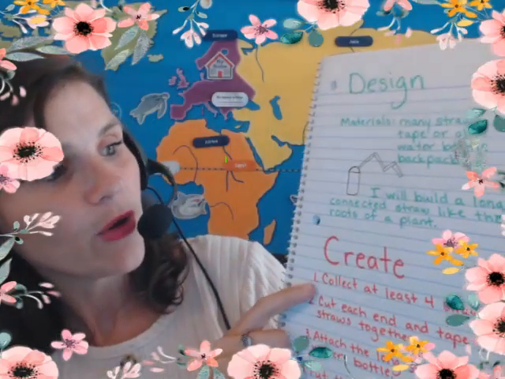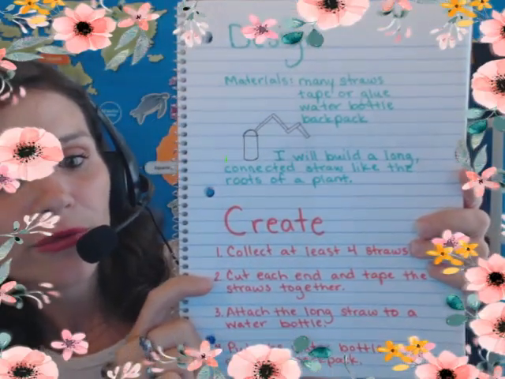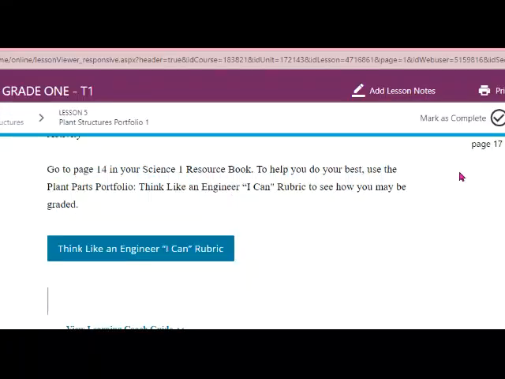And then I wrote what I'm going to do. I will build a long connected straw like the roots of a plant. All right, and then under create, I've got some more information about that as well. Let's go back to your lesson for now.